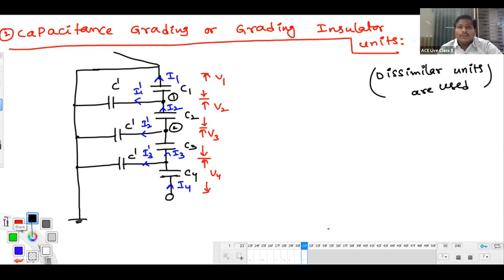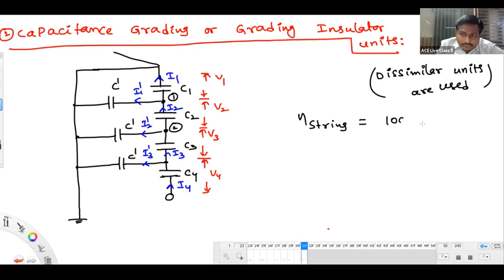Okay, now see, we have to find out the relationship between C1, C2, C3, C4, and you have to get those values. So let's say our aim is to make string efficiency 100%. Actually, we are discussing this method to improve the string efficiency. Let us target to get string efficiency equal to 100%.